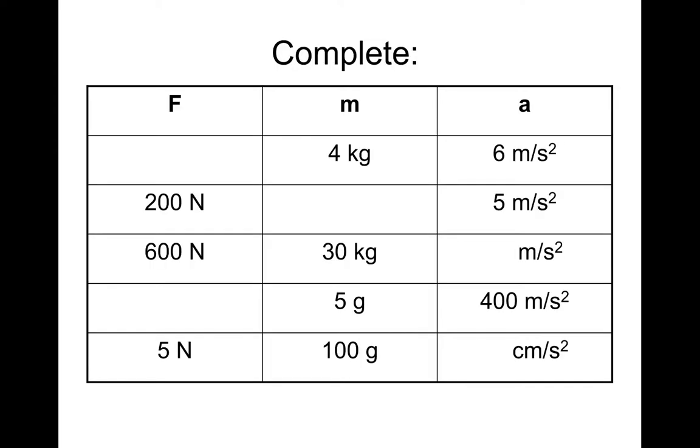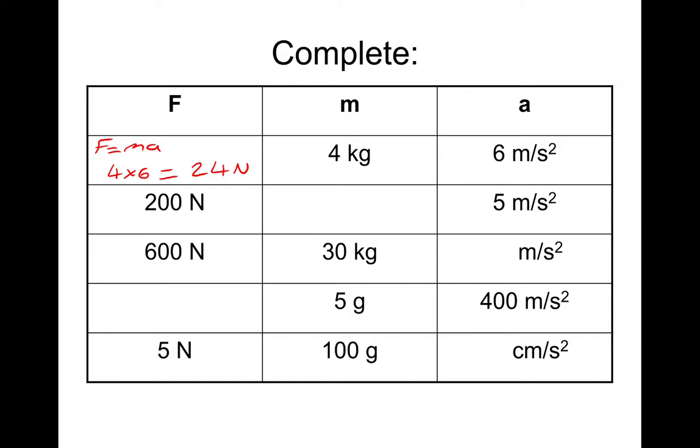So to finish, if you want to pause the video, have a go at this one. And then I'll go through the answers. So the first one, we need the force. Just put a little bit of working out in here. So it's F equals mass times acceleration. So that's simply 4 kilograms multiplied by 6 meters per second squared. So 4 times 6, you should have got 24 newtons.